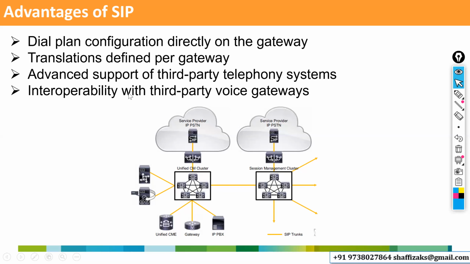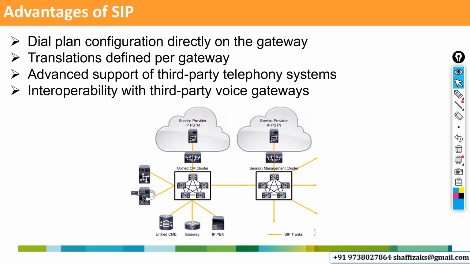Next, interoperability with third-party voice gateways. Not only the telephone system, the gateway also. For example, you have the Cisco call manager, and the gateway is an HP gateway, not a Cisco gateway. Still, you can communicate between that HP gateway and the call manager here.